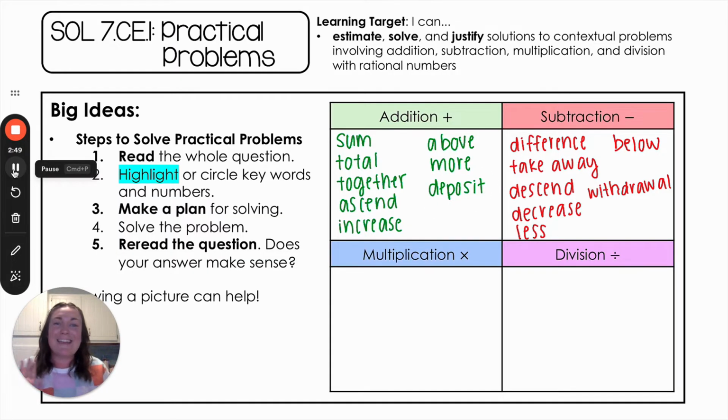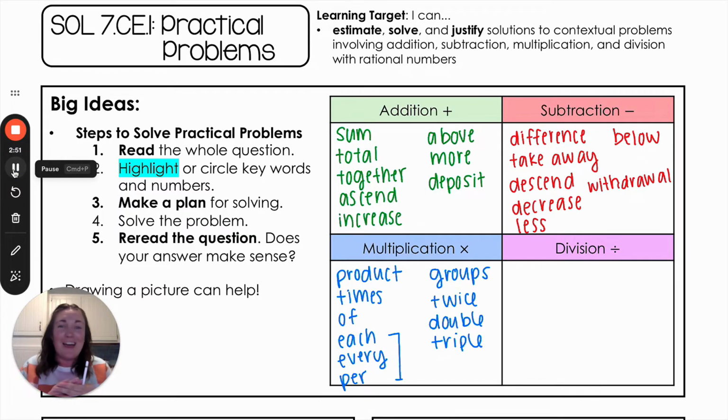Okay, pause again and try multiplication. All right, so for multiplication, our fancy math word is product. The product of two things means to multiply them together. We've seen the word times before. A lot of times it has to do with a fraction of something. So if we take half of something, or 2/3 of, 5/6 of, we're really taking that fraction and multiplying it by that.